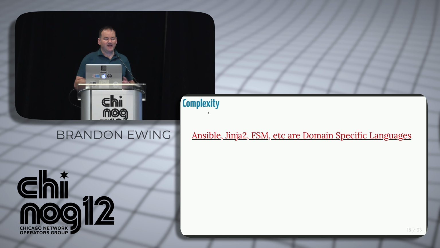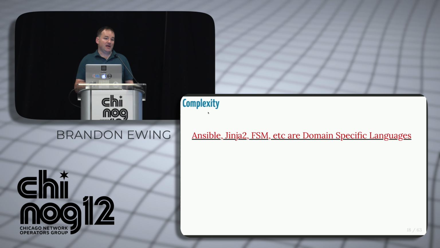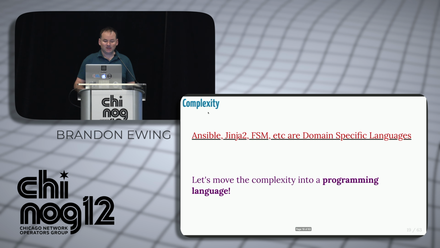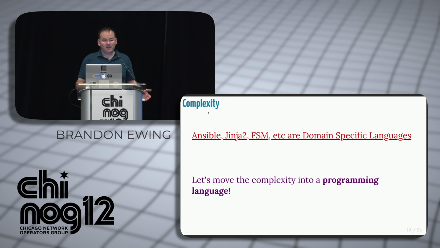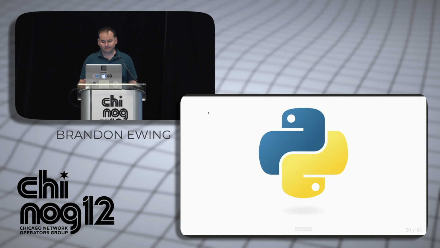So the problem here is that Ansible, Jinja, FSM, etc., they're all domain-specific languages. They're very good at doing a very narrow focus and doing it very well. So let's take the complexity and put it into a general-purpose programming language. And the general-purpose programming language that Ansible is written in is Python.